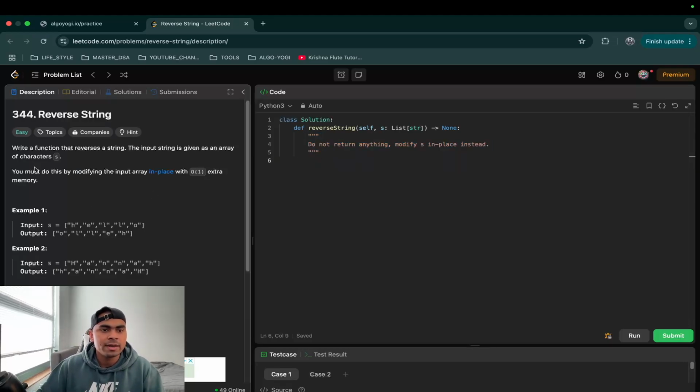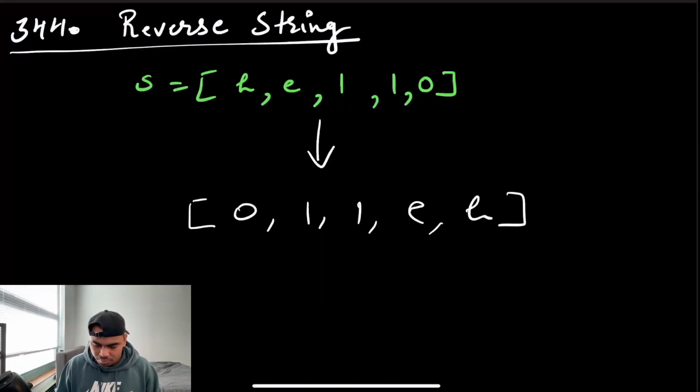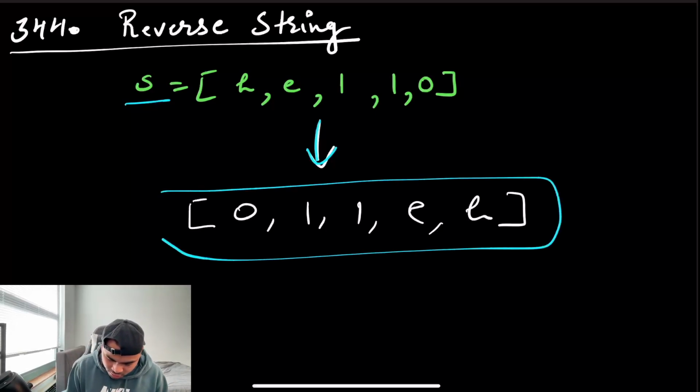So write a function that reverses a string. The input string is given as an array of characters. So basically it's an array of alphabets or numerics or whatsoever, but these are just characters, they said. So you must do it in place, so no extra memory. So let's see what we are being asked to do. We are given this array of characters s, and we don't have to return anything. We just have to change this array in place into its reversed array.